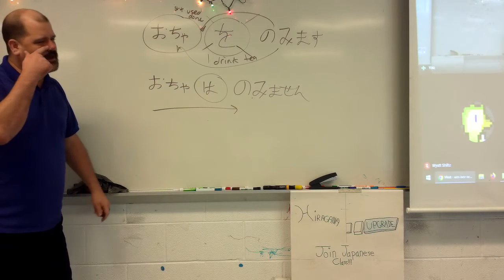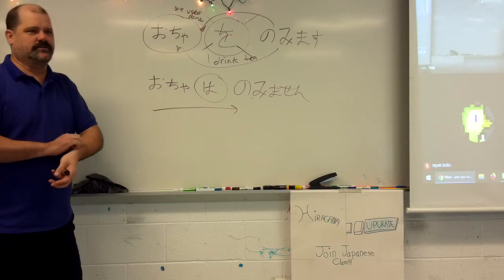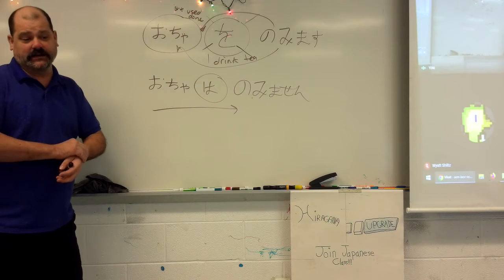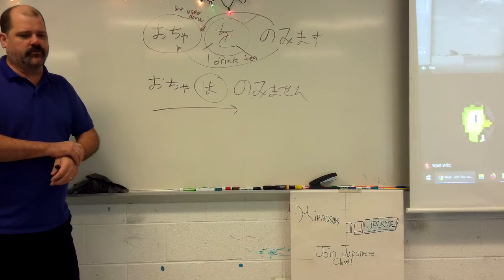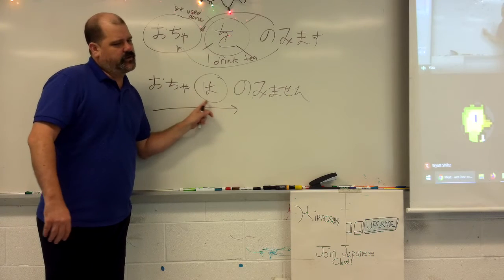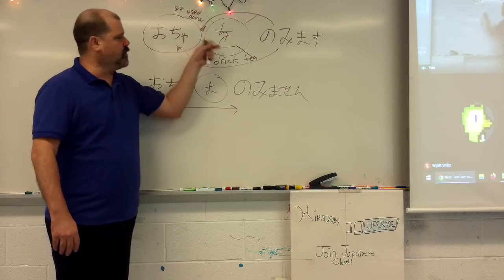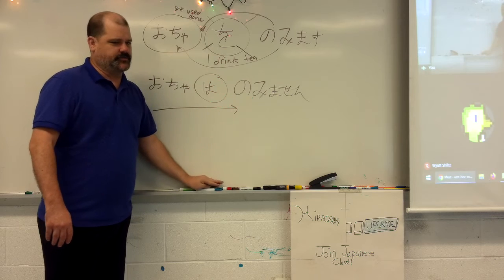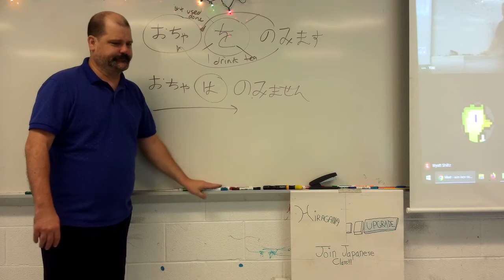It's a very detailed idea to understand, but it is really important. Usually with negatives, you're going to use wa. You're not going to use o as a direct object.